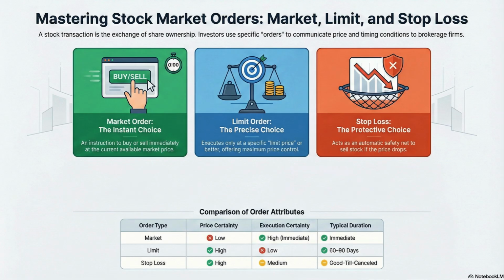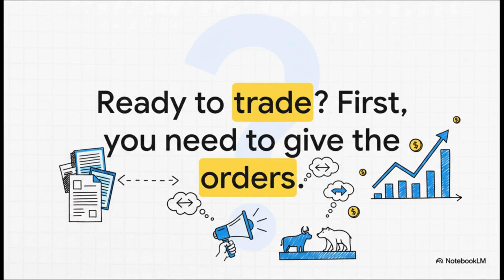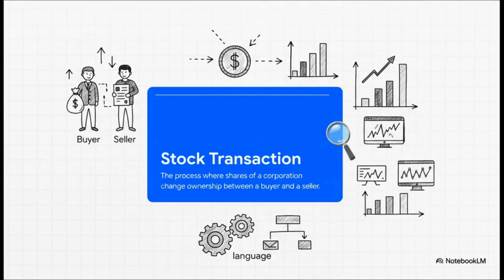Okay, so you've done your homework, you've picked a stock, you are ready to make your move, but how do you actually tell the market what you want to do? Well, it all comes down to giving the right instructions, what we call orders. At its heart, every single trade is just a transaction. Someone's selling, someone else is buying. Stock orders are just the language we use to make sure that transaction happens exactly the way we want it to.